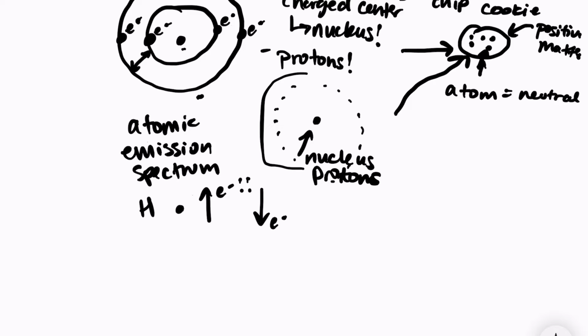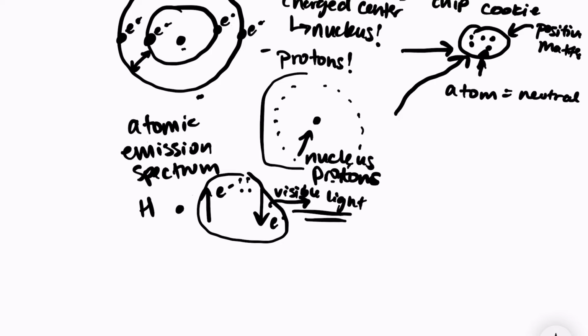But during this process, when they relax, they have to get rid of that energy somehow. And so they actually emit that energy in the form of visible light. And if electrons were not in specific energy levels, this light would be known as a continuous spectrum. It would be something like a prism where you see all the colors of the rainbow at the same time. But that was not the case.